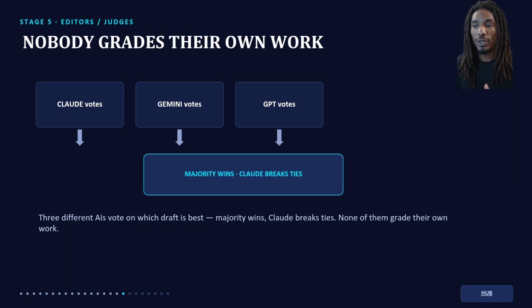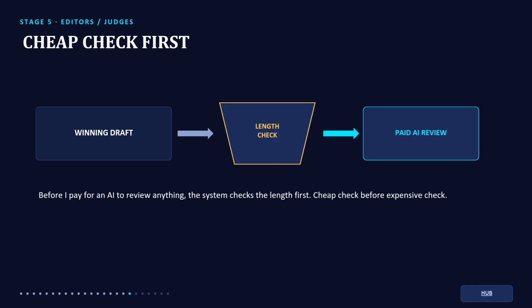Nobody grades their own work here. 3 different AIs vote on which draft is best: Claude, Gemini, and GPT. Majority wins, Claude breaks ties, and they're not allowed to invent new sentences while they're at it. Editors can only select and arrange what's already been written. There's an actual banned phrase list of AI cliches none of them are allowed to use, and a hallucinated detail is an automatic strike against a draft.